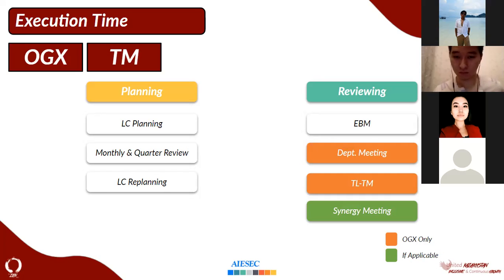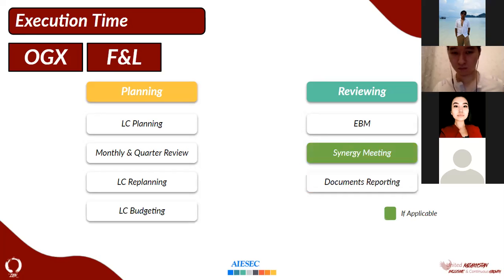It's up to you, because the execution time is all about suggestions from the MC, but yes, you need to have this kind of synergy, you need to discuss the synergy. So for OGX, for FNL, for the planning, it's LC planning, monthly quarter review, LC replanning, and also LC budgeting. And then reviewing is EBM, synergy meeting, and documents reporting, where yellow is applicable.